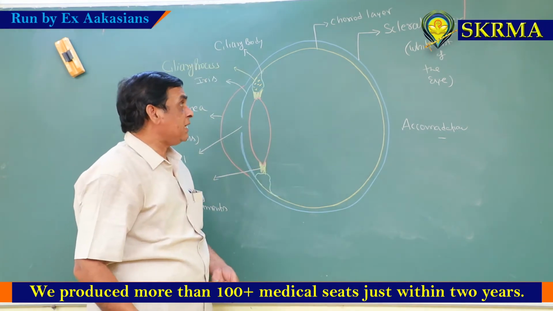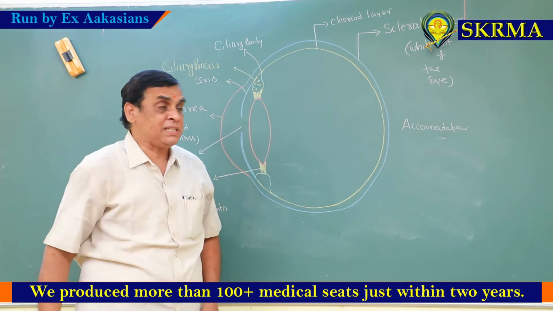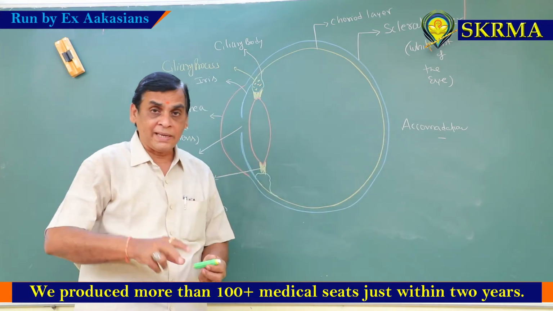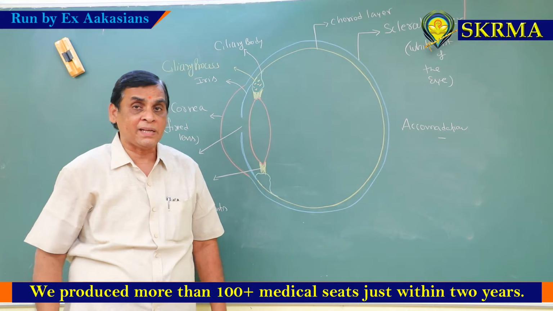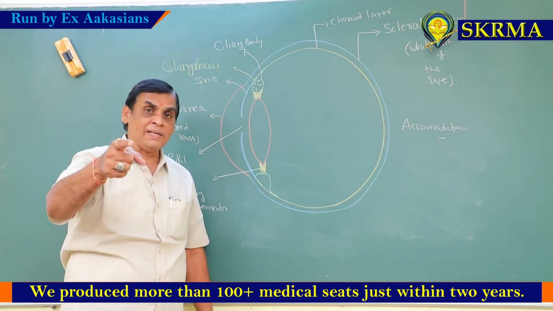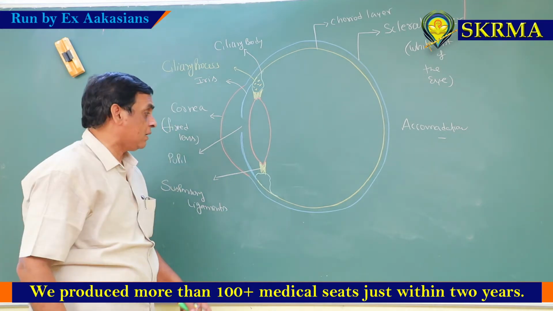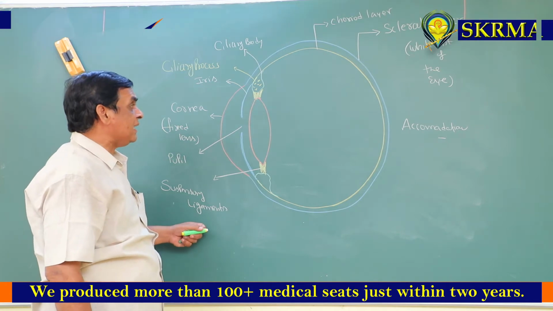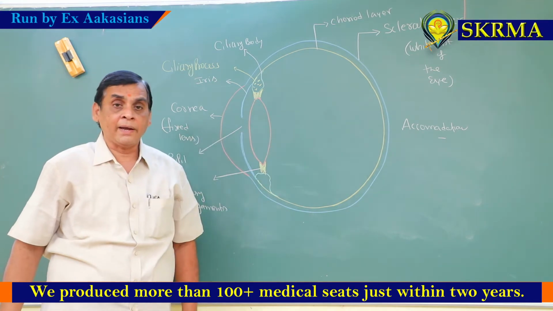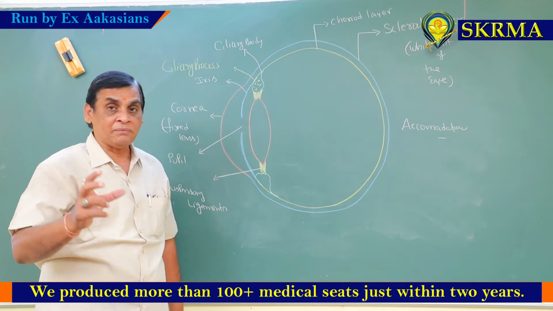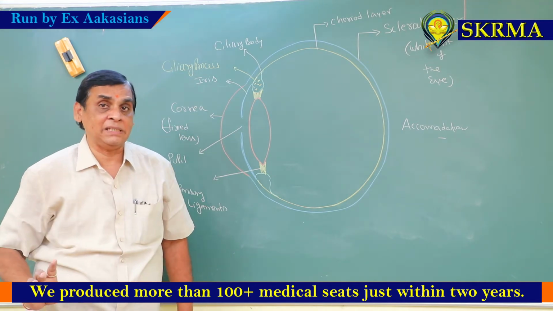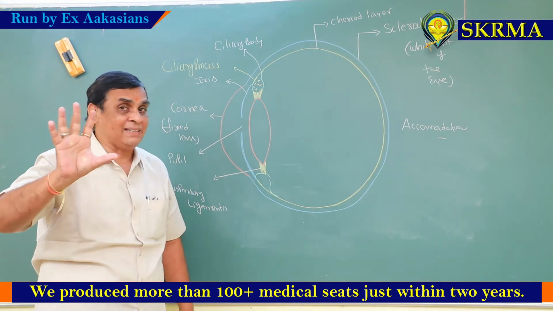That accommodation is performed by these ciliary muscles. So here 2 points we have to remember: the lens is held in position by means of the suspensory ligament, and the accommodation is by means of the ciliary muscles. So that is about the second layer.